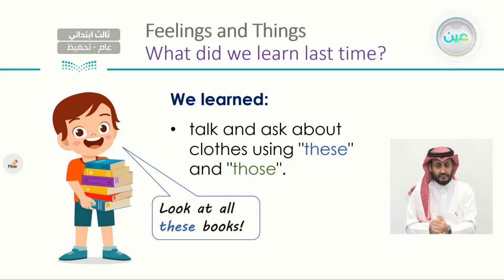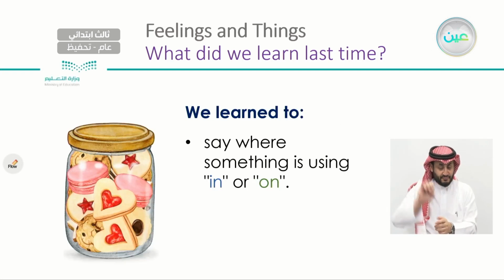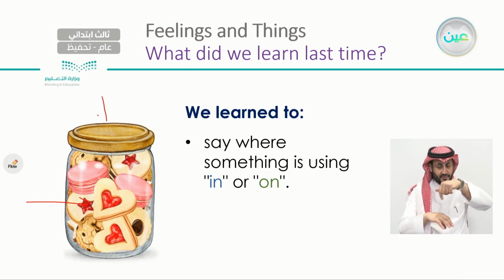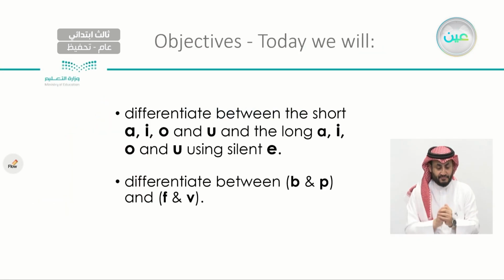Let's go over what we learned last time. So last time we had a lesson words, right? So we learned to talk and ask about clothes using the two words these and those. We also learned to use words that tell us where something is. The word in, like the cookies are in the jar, and on, the lid is on the jar.